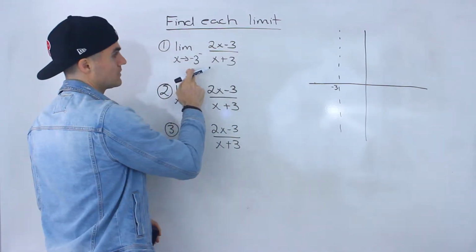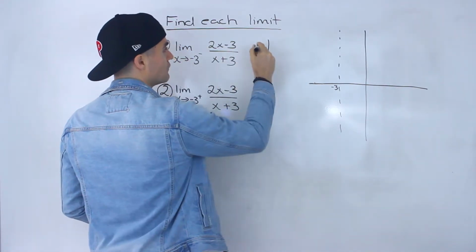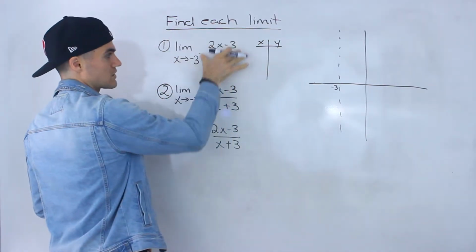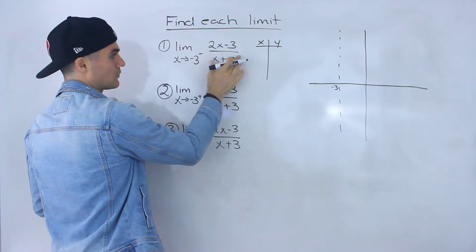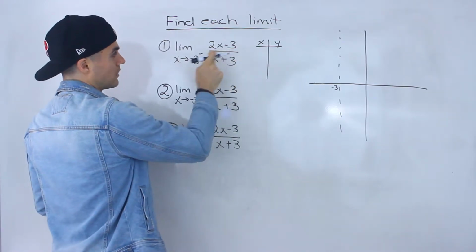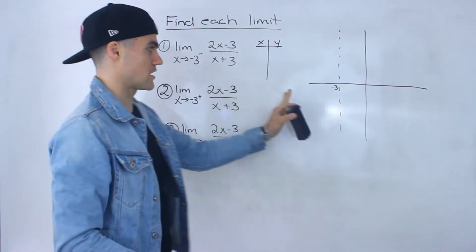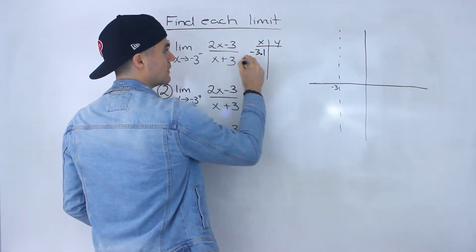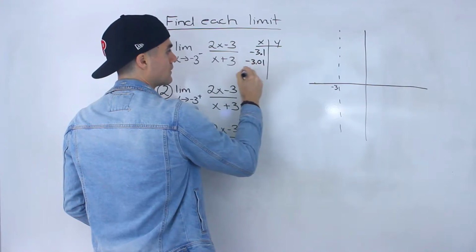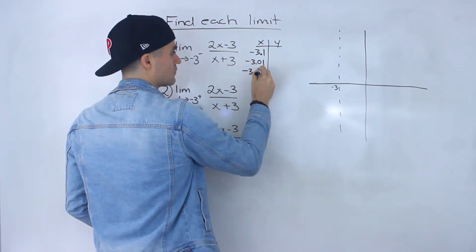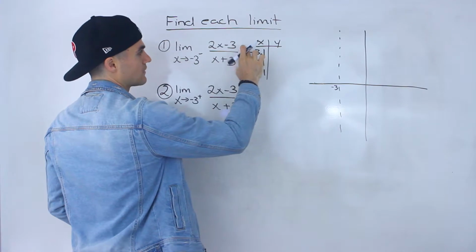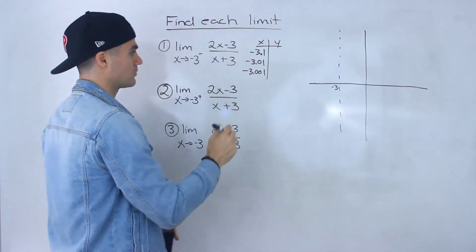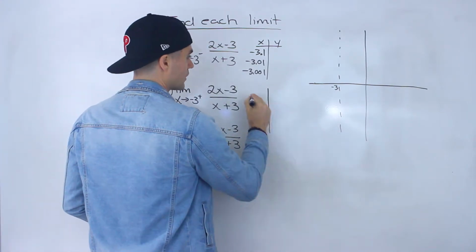So for these two limits, I'm going to make a table of values. We have x, and then we have y. The y value is going to be given with this function. So let's pick a couple of x values that are close to -3 from the left side: -3.1, -3.01, -3.001. We would take these values and plug them in for the x values in this function. Just be careful with your brackets when you're plugging these in with your calculator.